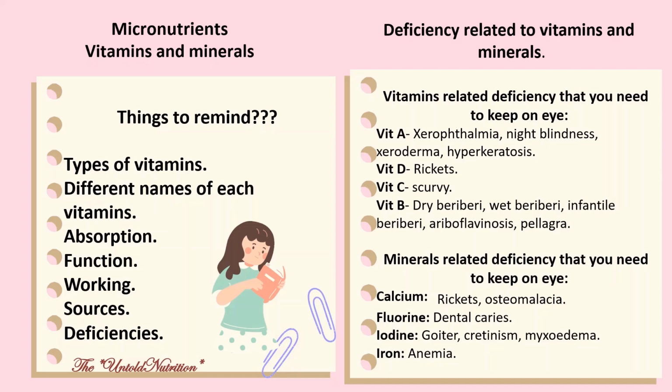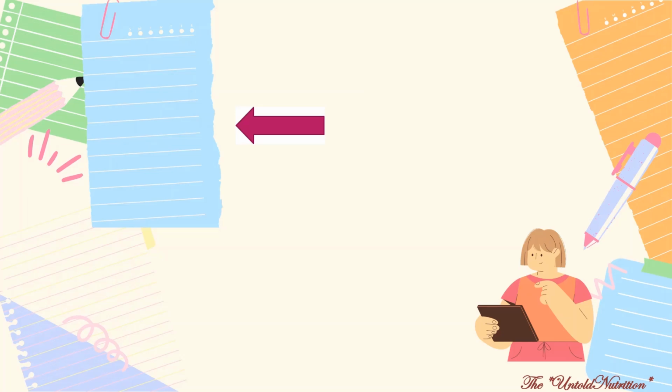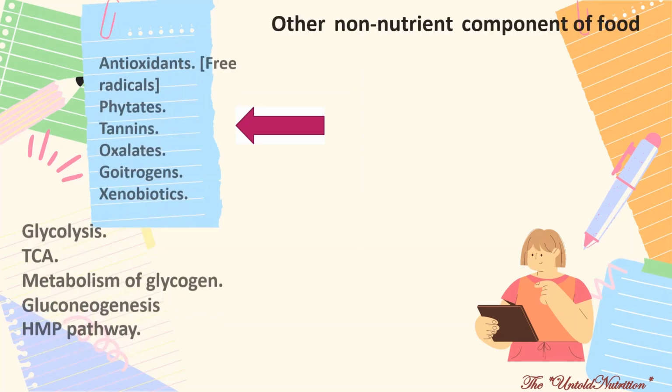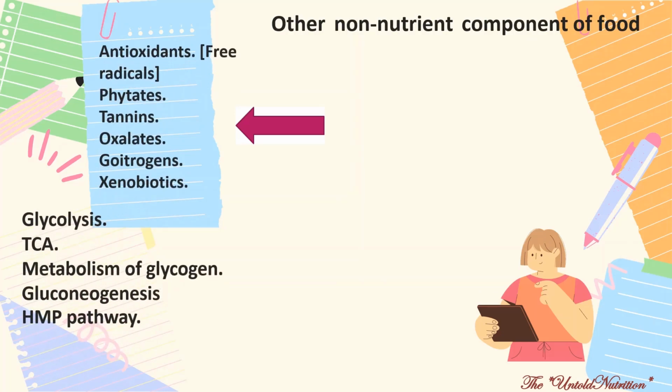After these nutrition related components, we will move towards the non-nutrient component, which are antioxidants. In antioxidants, free radical is the important component, and antioxidants is the hot topic for the discussion, so do it carefully. Then we will move to the next, which is phytates, tannins, oxalates, goitrogens, xenobiotics. Read about them.